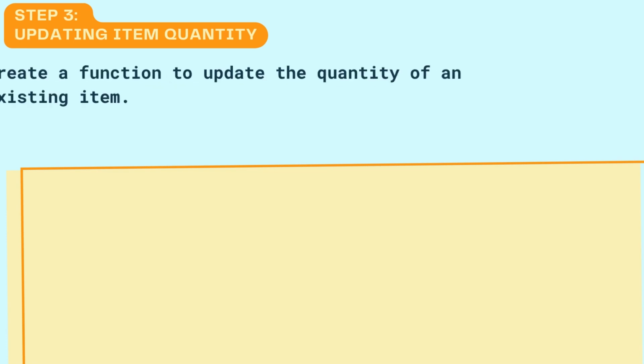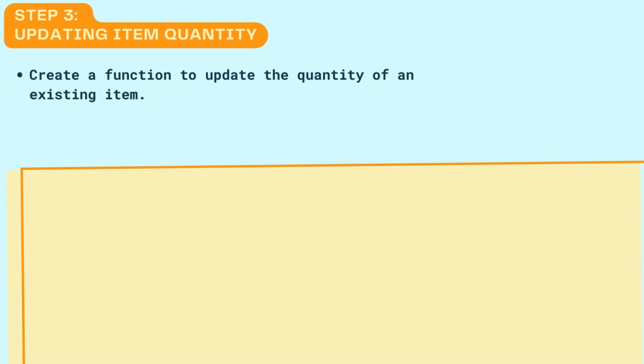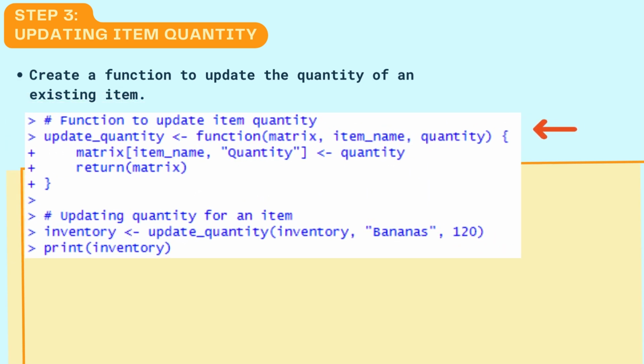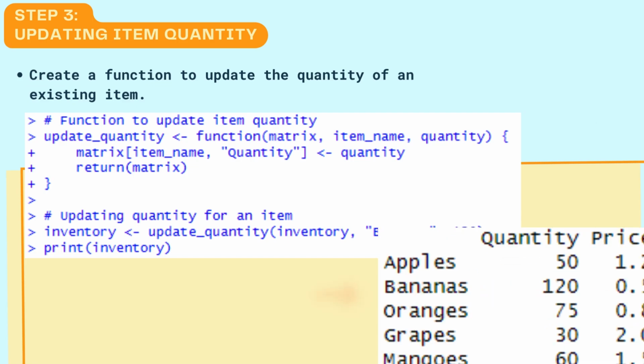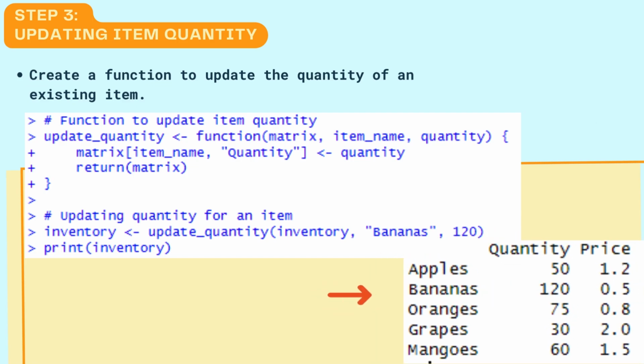Step 3. Updating item quantity. Create a function to update the quantity of an existing item. The update_quantity function updates the quantity of a specified item. As you can see in the output, the quantity of bananas changes to 120.